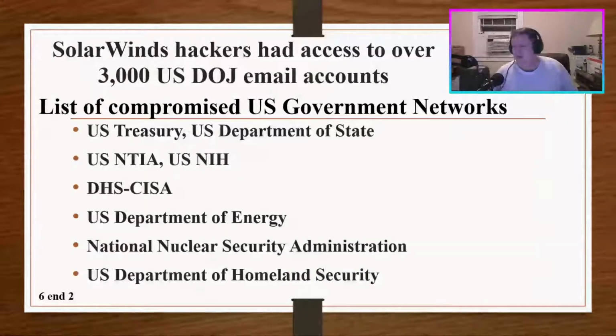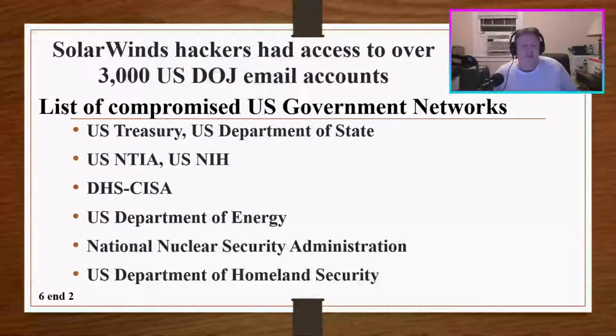And here's the list, according to this article that I found about this story. Here's a list of the compromised U.S. government networks, and you can see them right down there. The U.S. Treasury Department, which is where we get our stimulus money from.